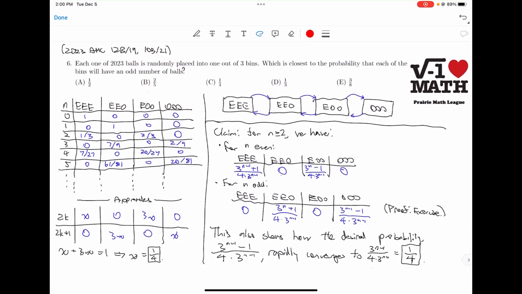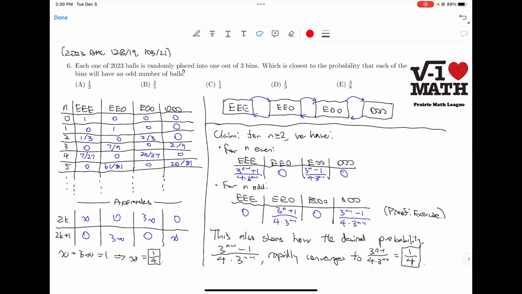Now for problem 6, this is AMC 12B problem 19 or AMC 10B problem 21 of this year's AMC. Each one of 23 balls is randomly placed into one out of 3 bins. What is closest to the probability that each of the bins will have an odd number of balls?